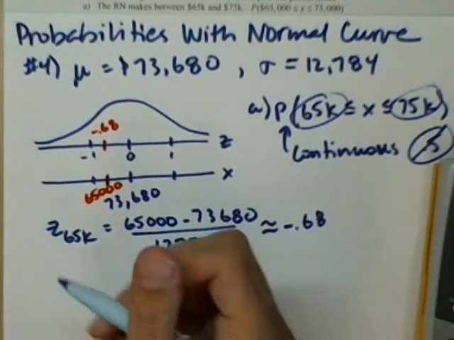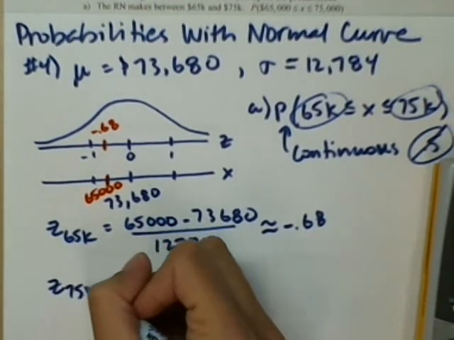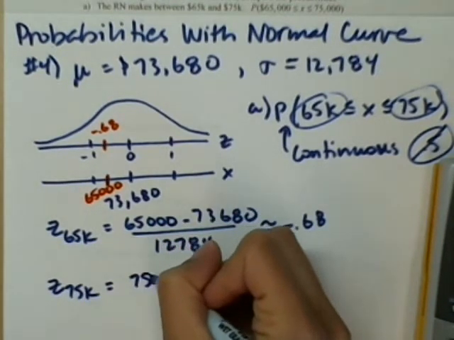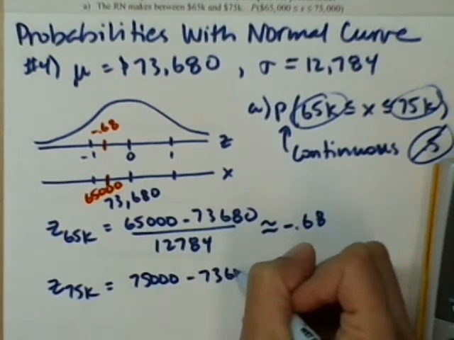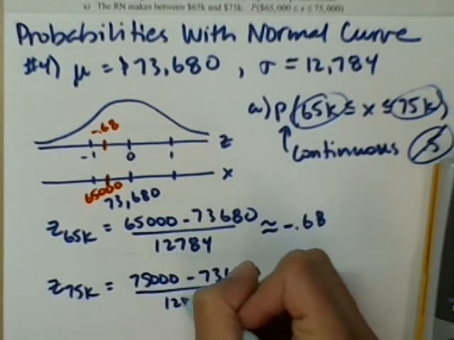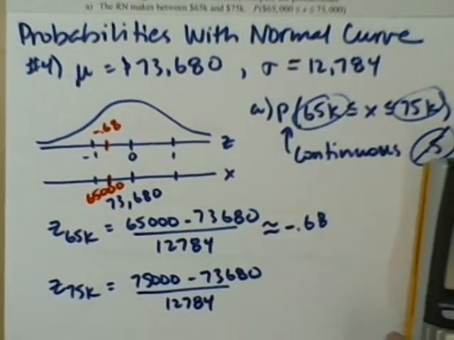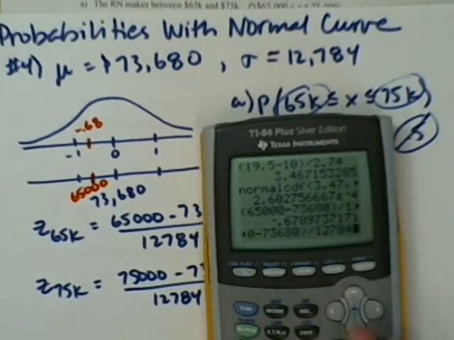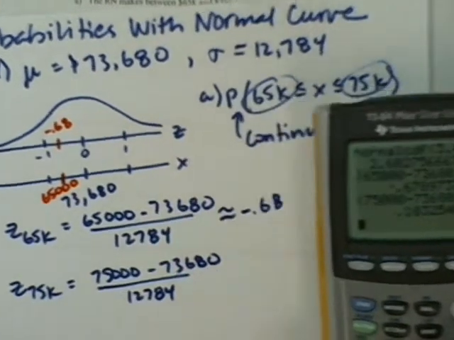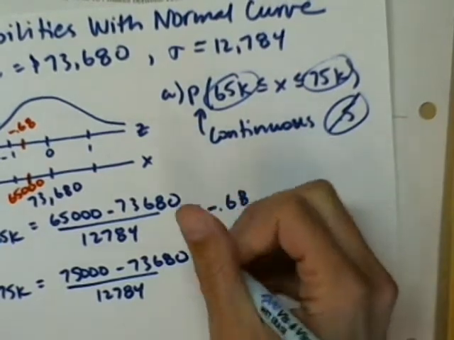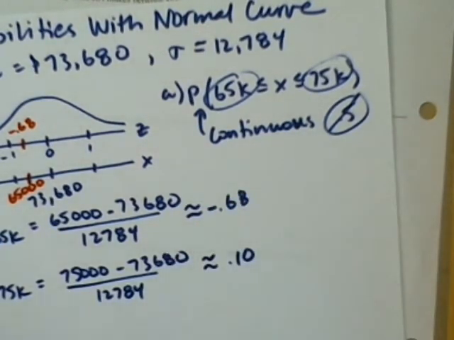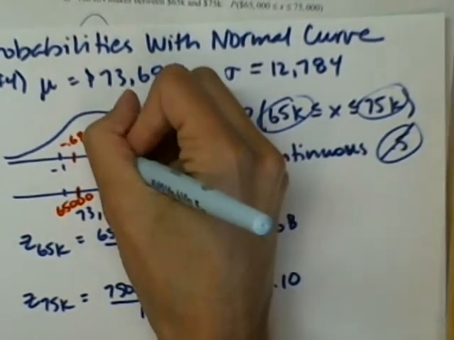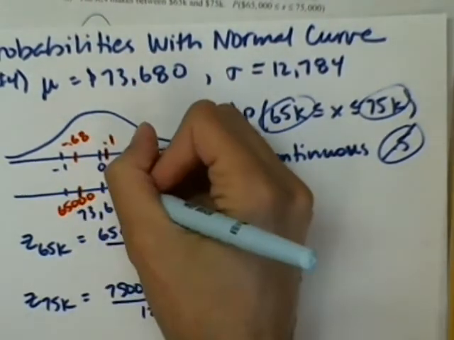I'm going to do the same thing for 75,000. So the z-score for 75,000, everything's going to be the same as my last calculation, except that very first number. So in my calculator, I can actually just arrow up to my entry, hit enter, and then back up to where I put in the 65, change it to 75. Isn't that slick? Hit enter. And I've got a z-score of about 0.10. So 0.1 is going to be really close to 0 here.